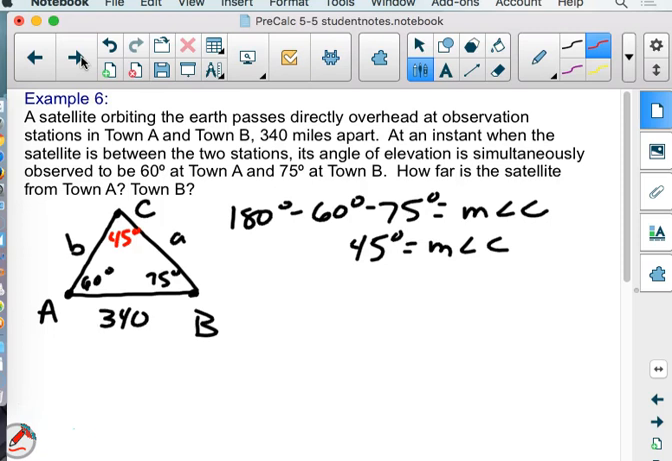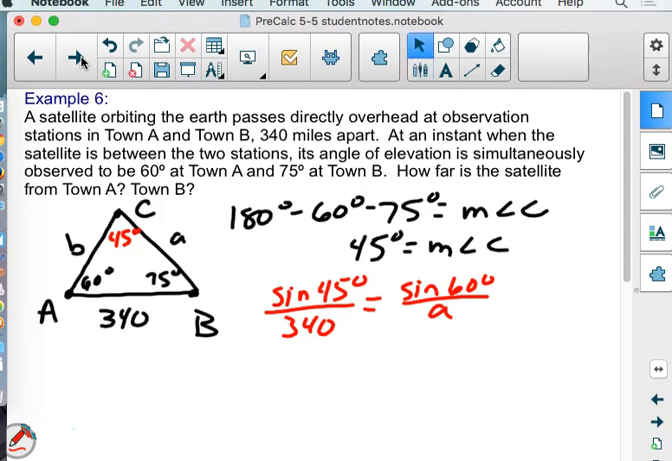Okay, so sine of 45 over 340 equals the sine of 60 degrees over little a. Let's do the same thing again. Let's have these three rows find A and these three rows find B, and then we'll all come back together here.